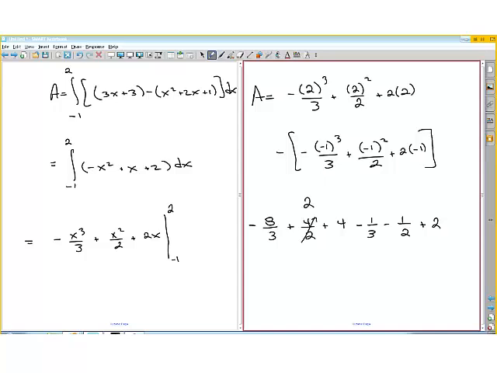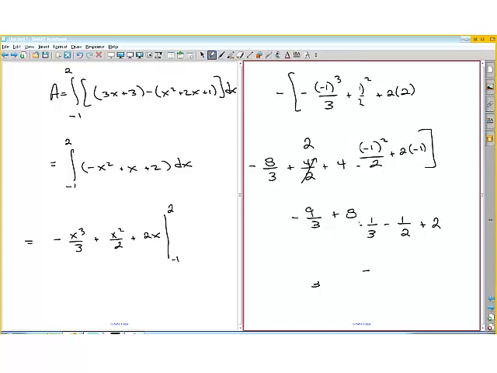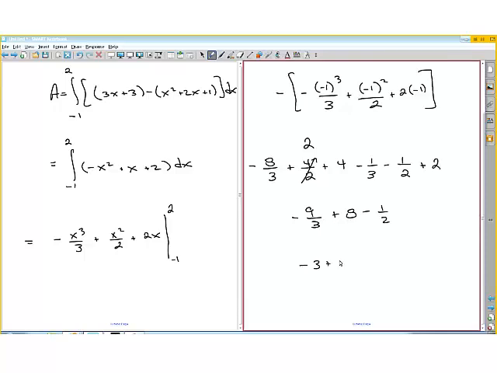So let's combine all this stuff. So we get -9 thirds. -8 minus a third is -9 thirds. We get 2, 4, 6, 8. Plus 8 minus 1/2. So again, this is 3. So we get -3 plus 8 minus 1/2. So that's equal to 5 minus 1/2, which is 4 1/2, which is 9 halves. So I get 9 halves if I did it correctly, which is correct.